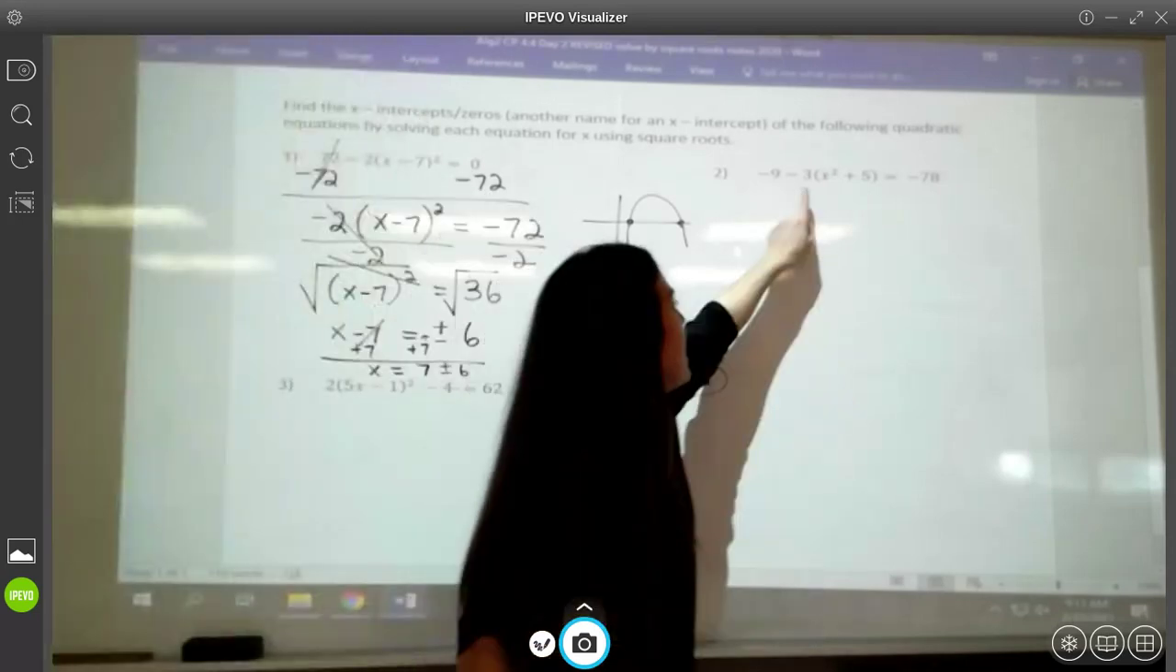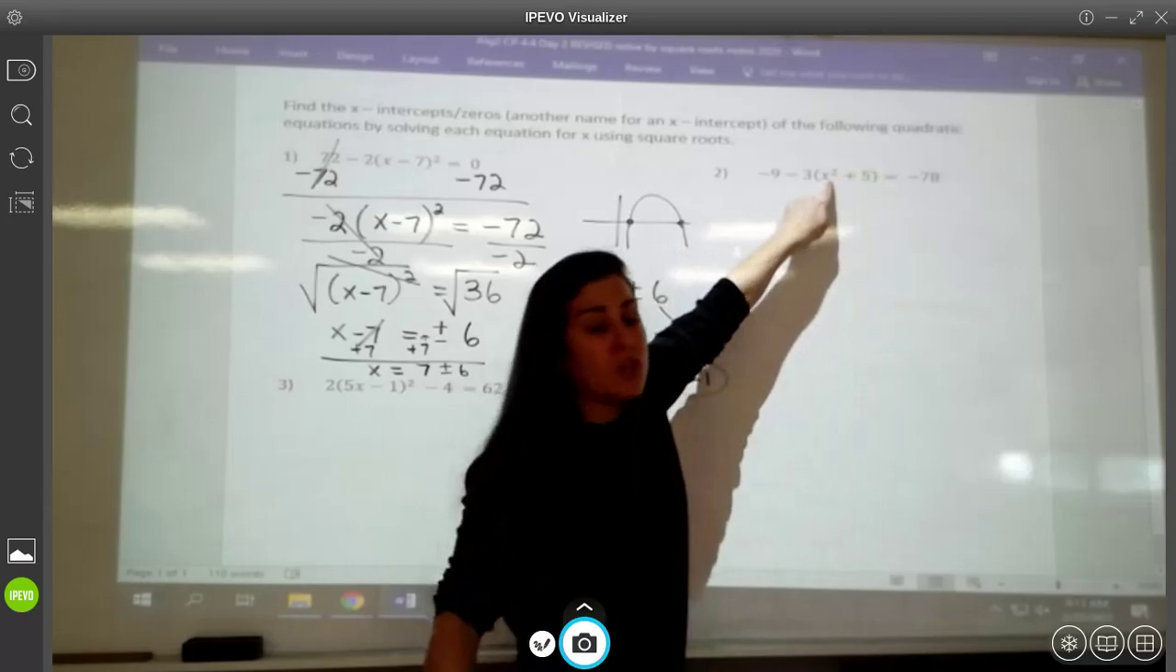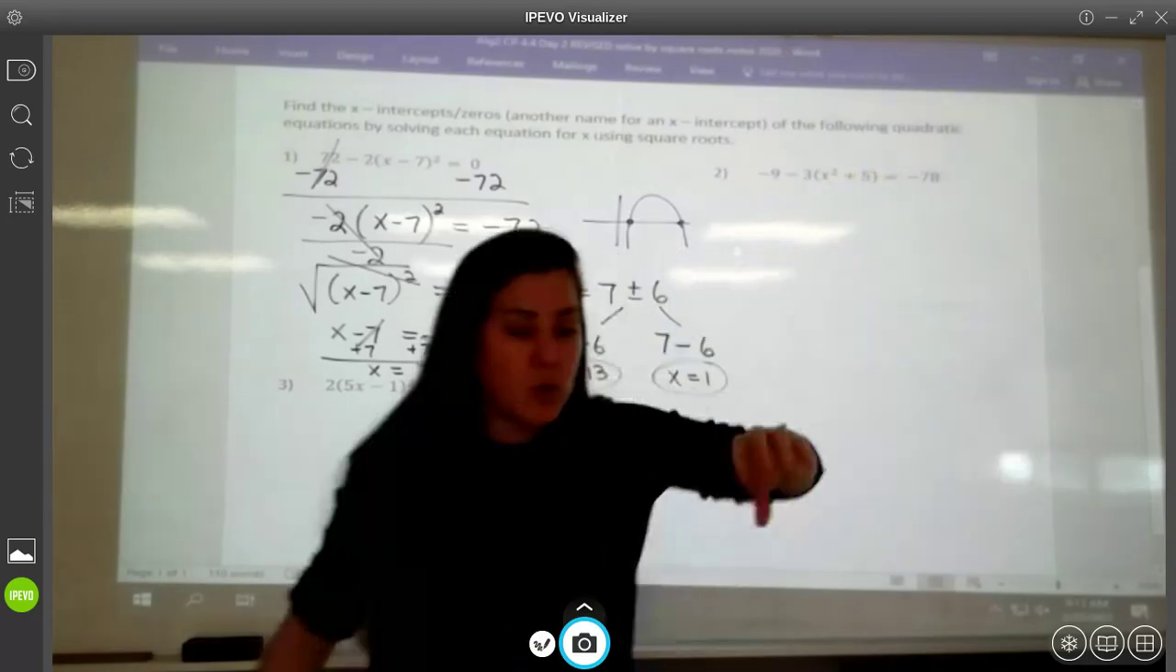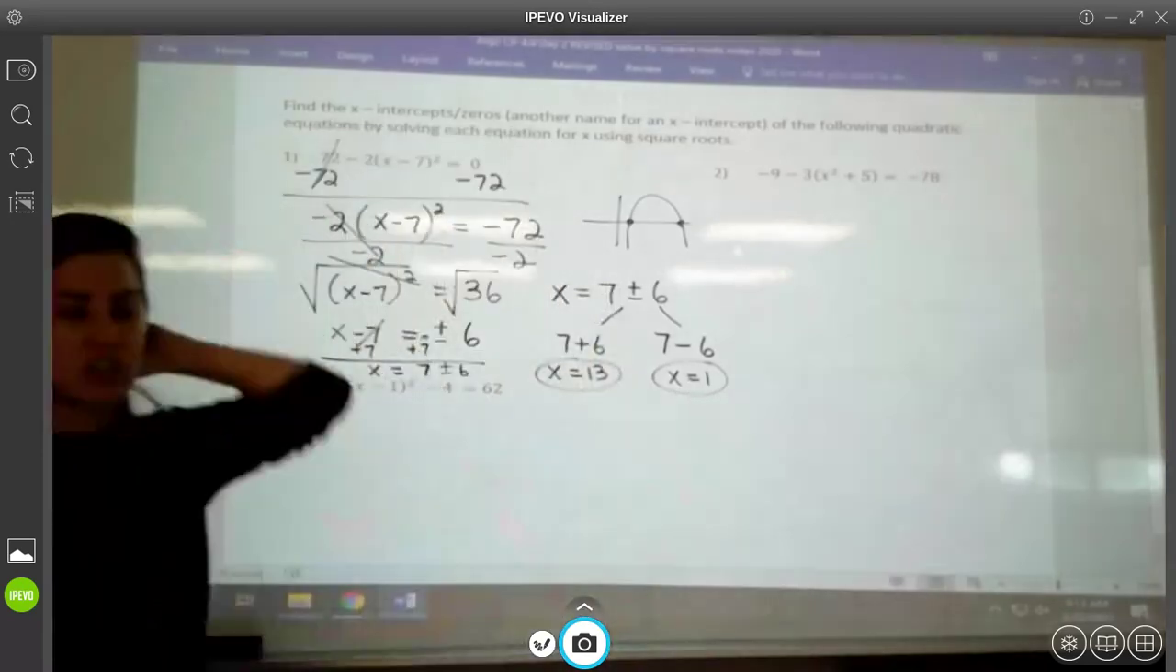Guys, notice in this one, it's not the parenthesis that's being squared. It's just x that's squared. So your job should be to get that x² completely by itself so you can unsquare it. So you guys take a head start.